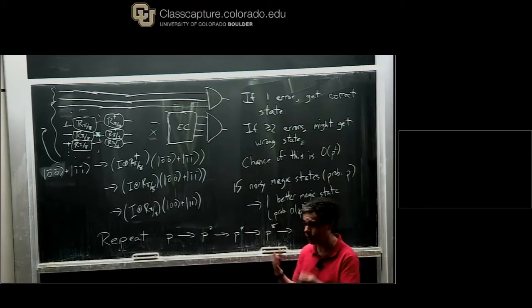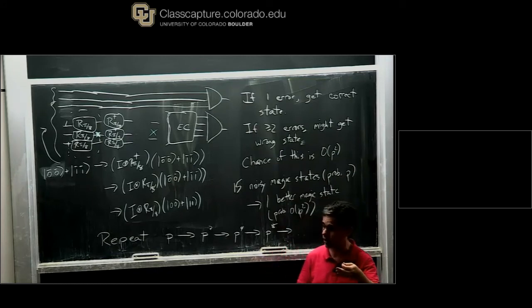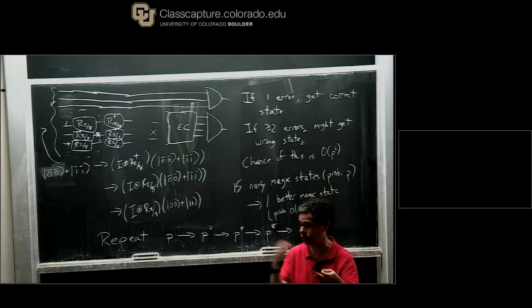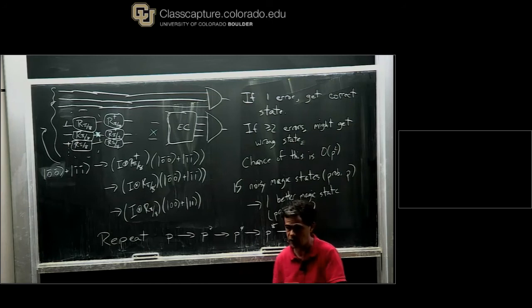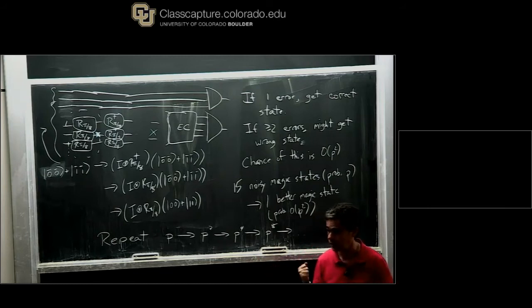Now, people have come up with various alternative strategies like switching between codes. Maybe you use the 7-qubit code most of the time, but then when you want to do a pi over 8 gate, you switch to the 15-qubit code. There are lots of different things you can do. People have come up with, by now, a wide variety of techniques to avoid this magic state distillation.